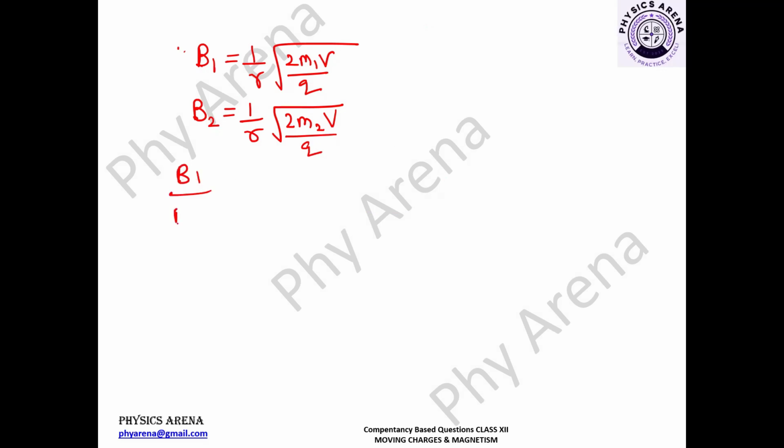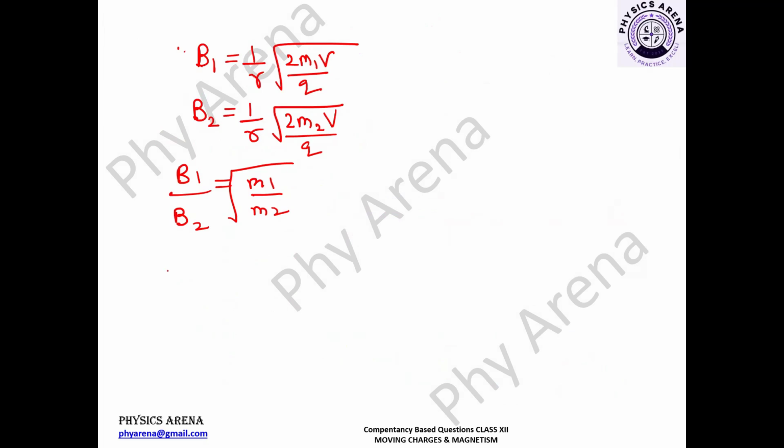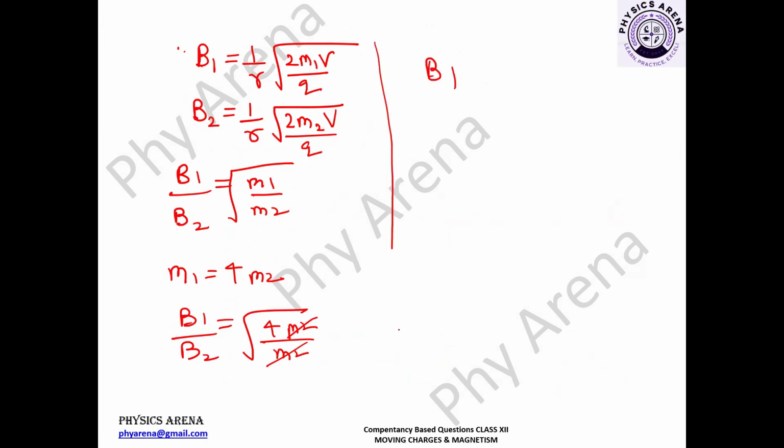When I divide B1 by B2, I get under root of m1 by m2. So this is something we got. And from the question, we can see that m1 is 4 times m2. It is 0.8 into 10 to the power minus 26, and m2 is 0.2 into 10 to the power minus 26. So m1 is equal to 4 times m2. Using this in the above equation, B1 upon B2 is equal to under root of 4 times m2 divided by m2. m2 gets cancelled with m2, and we are left with B1 by B2 equal to 2. This implies B2 must be equal to B1 by 2.